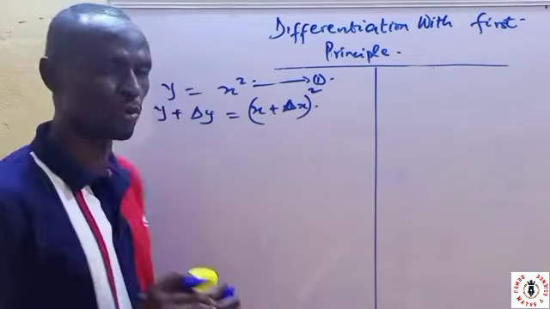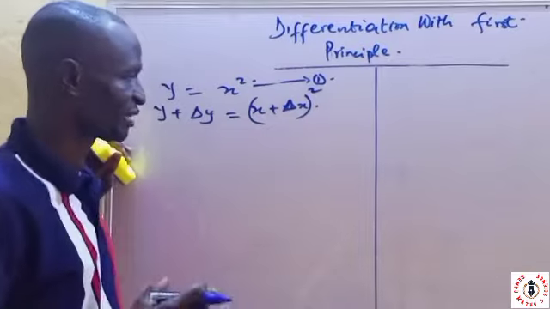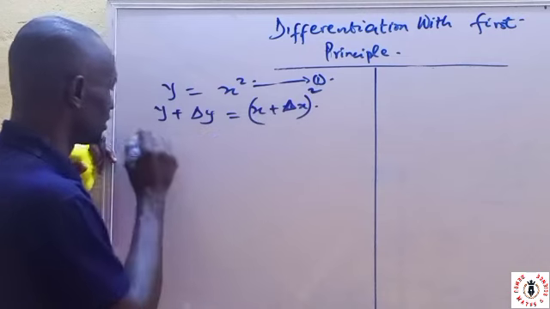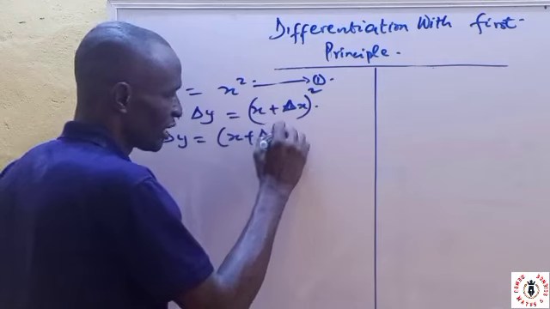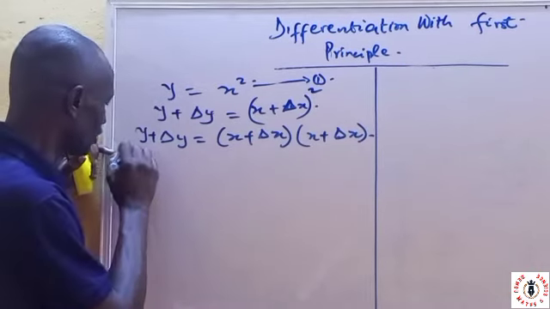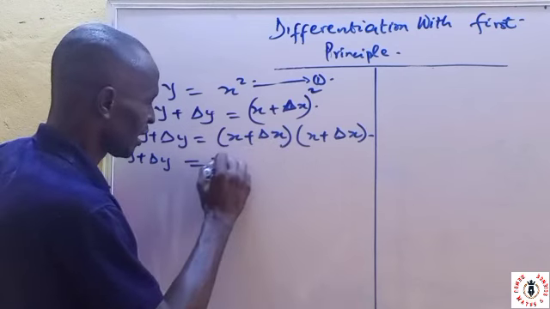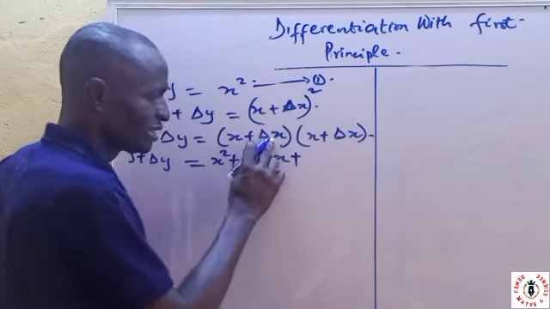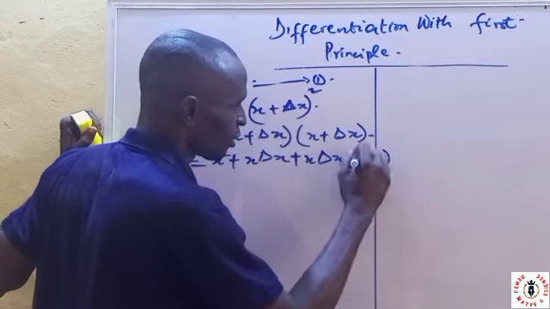Now, we have gotten our equation 1. y is equals to x squared. And a change in y, we have seen that it will necessitate a change in x. So that we'll be expanding this. y plus change in y will be equals to x plus a change in x into x plus a change in what? In x. So that y plus change in y will be equals to x times x, x squared, x times change in x, plus change in x times x, plus change in x, all squared.